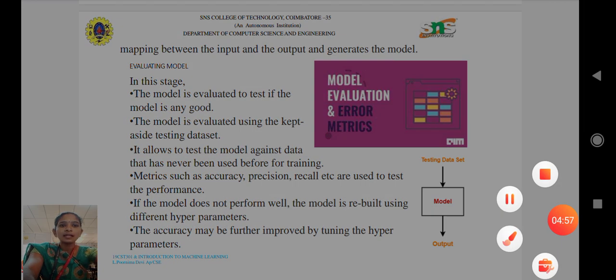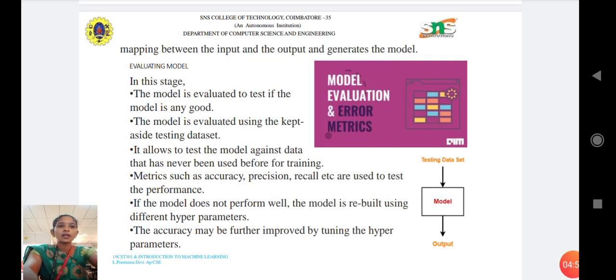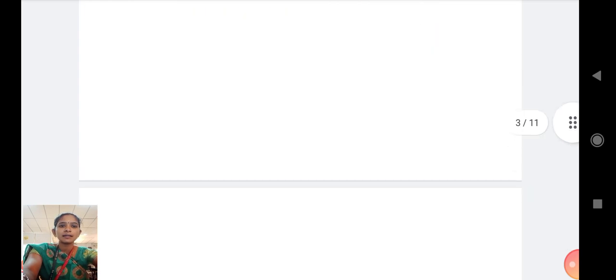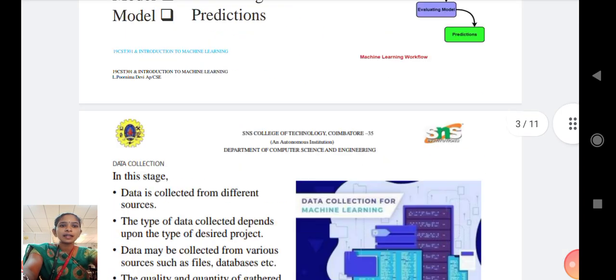If the model does not perform well, the model is rebuilt using different hyperparameters. The accuracy may be further improved by tuning the hyperparameters. Then the last one is prediction.